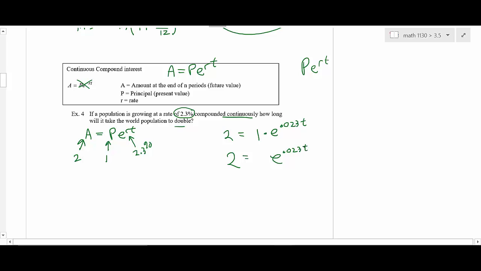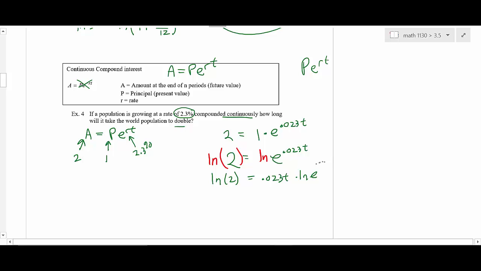Okay, now you're ready to do log of both sides. You would do natural logarithm because it's better because of that e. So we're going to do ln of both sides for that reason. So now what we'll have is ln of 2 equals 0.023t times ln of e. Okay, for the fourth time, what's ln e?